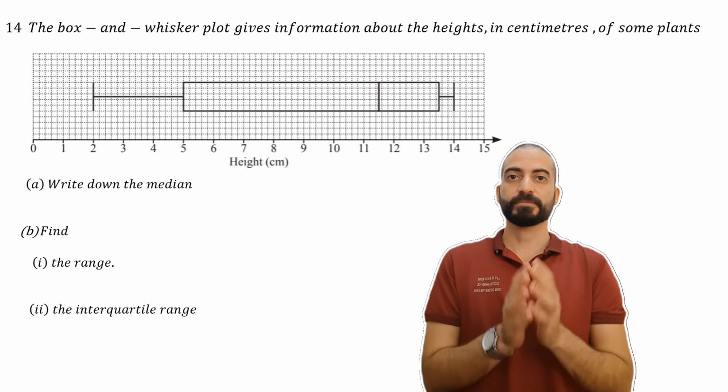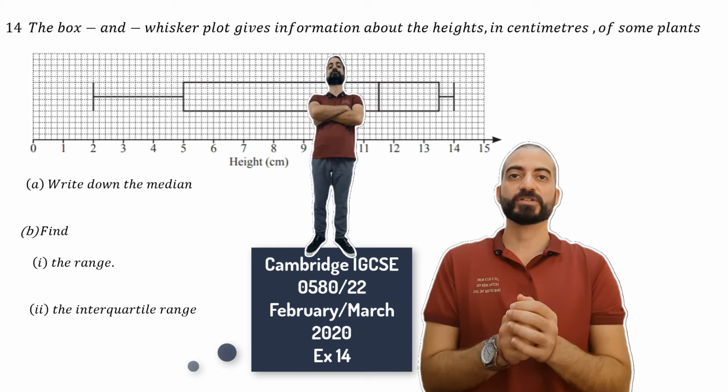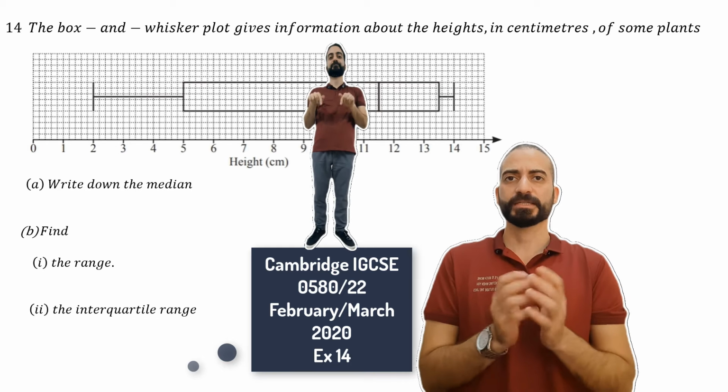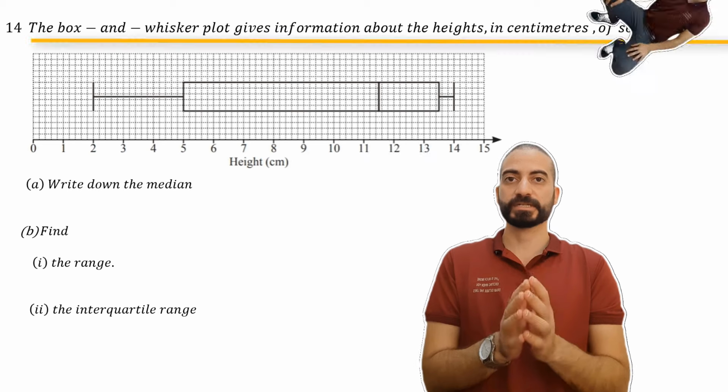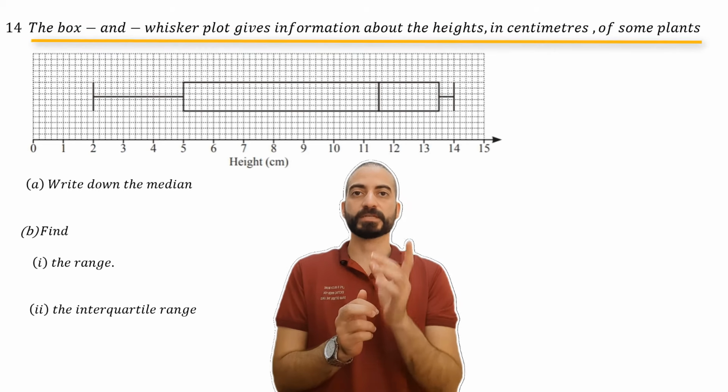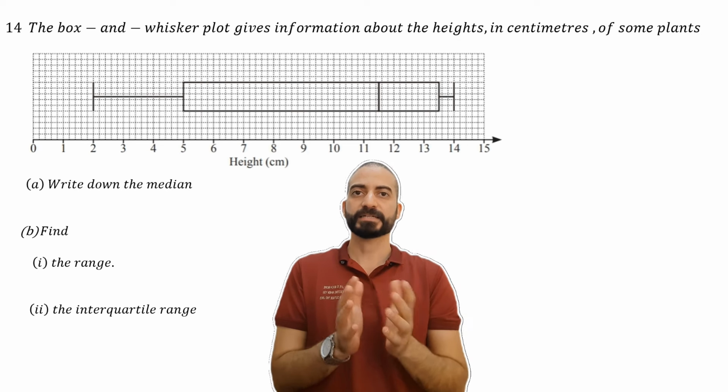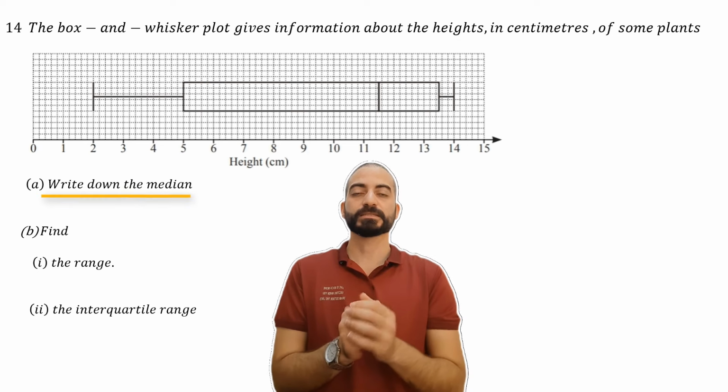Hello everyone, we will start by solving question 14 of the Cambridge IGCSE 2020 exam. He tells us in this question the box and whisker plot gives information about the heights in centimeters of some plants. Part A, write down the median.